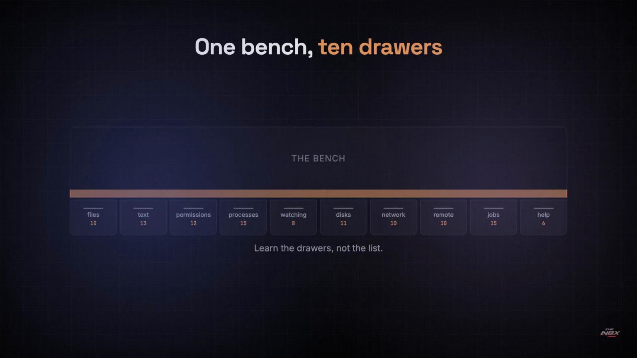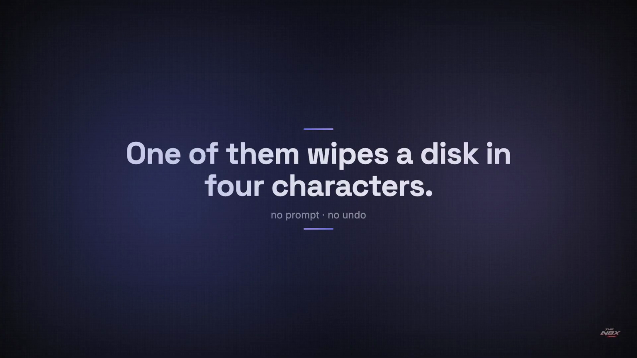Here's how we'll keep 109 of anything straight. Your terminal is a workbench, every command is a tool, and the tools live in 10 drawers. One warning first. Somewhere in these 109 sits a command that wipes an entire disk in 4 characters. No prompt, nothing in a bin. So, which one is it?